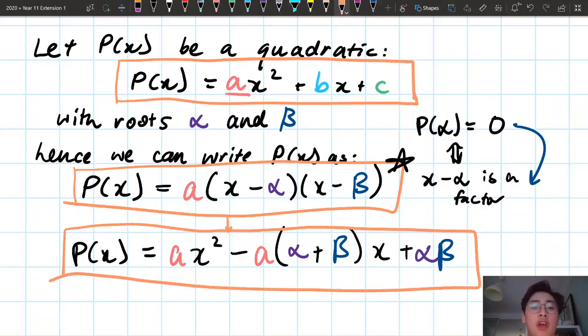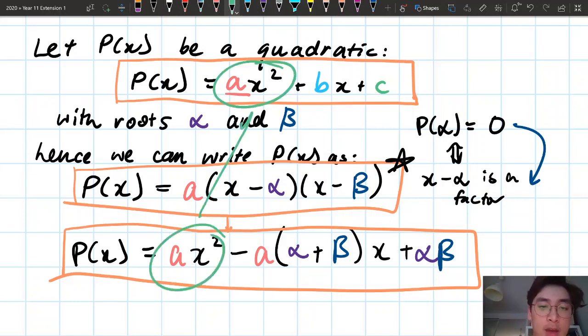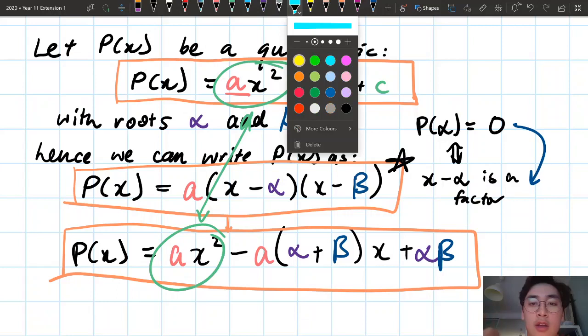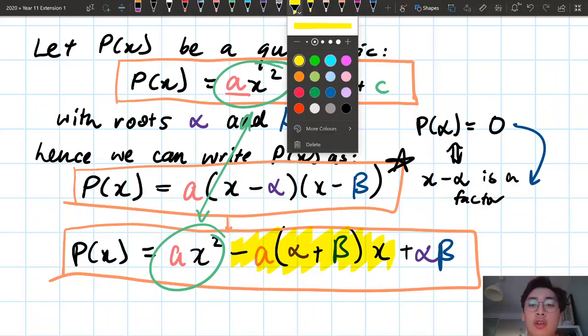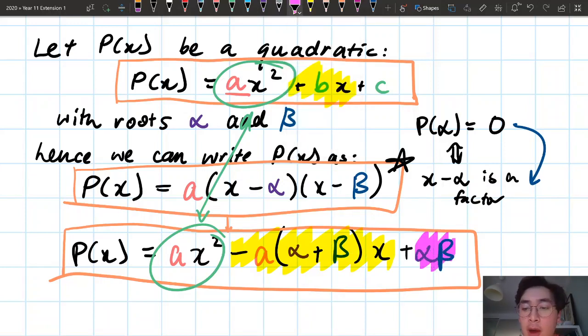Now if you notice, we can compare the coefficients. I'm going to do this in a green pen. I can compare the coefficient of my x squared term, and the two should match up. I can compare the coefficient of my x term, which I'll highlight in yellow, and they should also match up. And the final thing is I can match up the coefficient of my last term, my constant term, and they should match up.